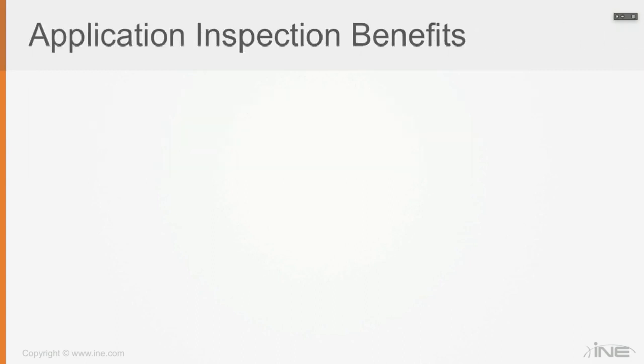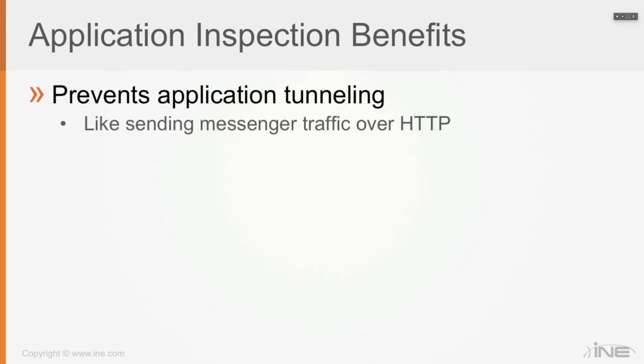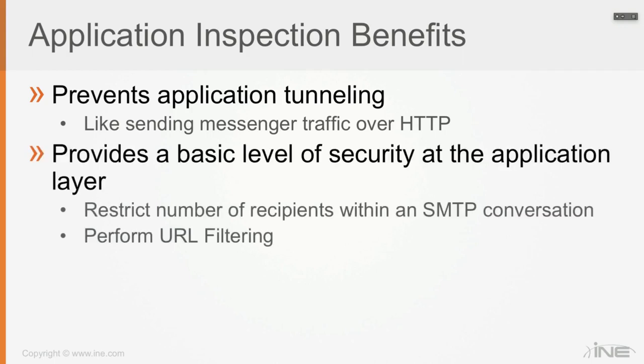Just like in the case of IOS zone-based policy firewall application inspection, the benefits are the same. We can prevent application tunneling. We can make sure that whoever sends HTTP traffic to the firewall, for example, that's going to be pure native HTTP traffic. It's not going to be messenger traffic over HTTP. So you can prevent application tunneling. We can provide a basic level of security at the application layer.